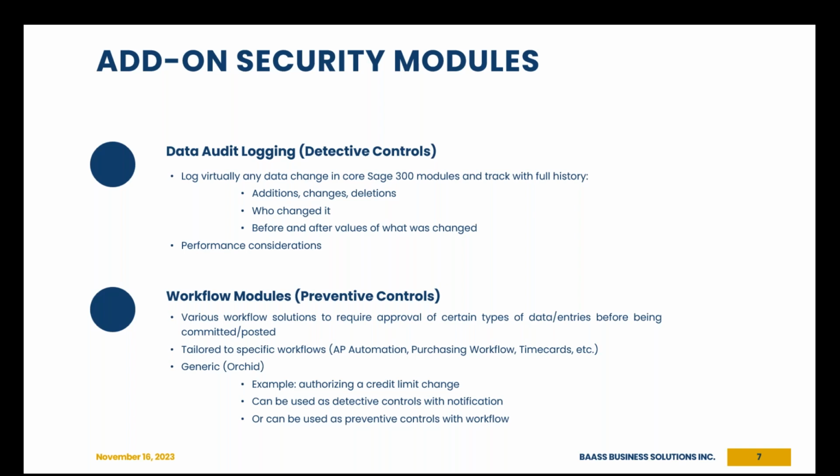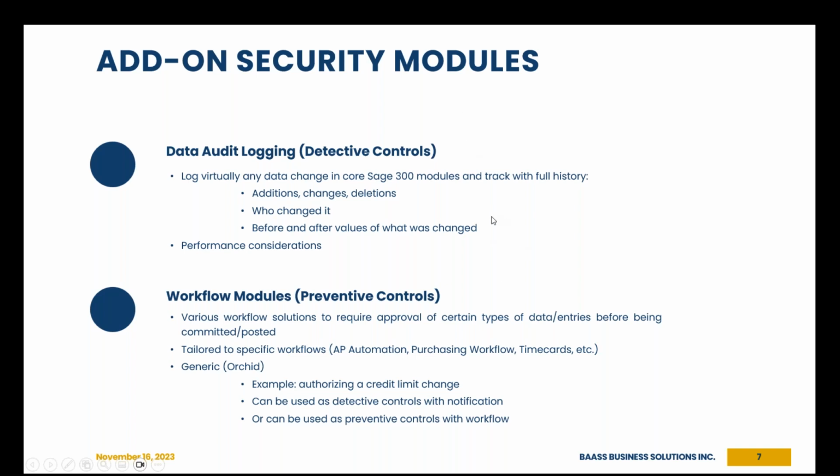There are ones that are tailored to specific workflows. There's accounts payable automation solutions. Some of you may have seen Beanworks, which is a good example of that, and the Sage branded Sage AP automation solution. There's purchasing workflow solutions. There are ones that do employee type information, things like time cards or leave requests or requisitions, those sorts of things. So quite a few really good solutions there. And there's also a good one that can be used fairly generically to workflow just about anything in Sage.